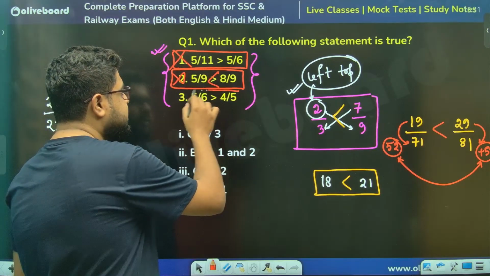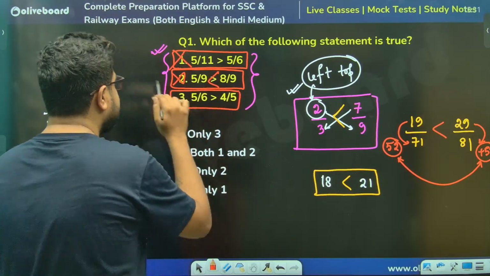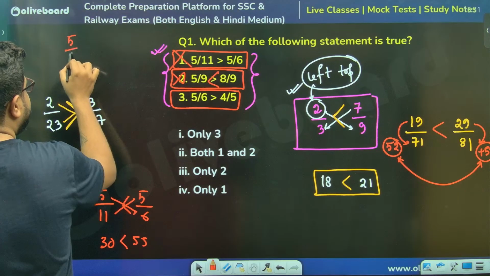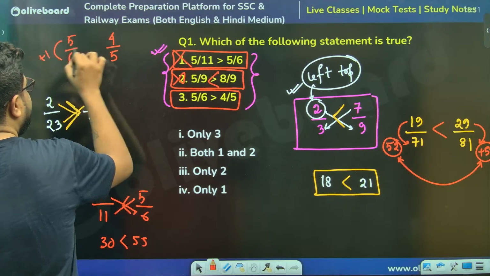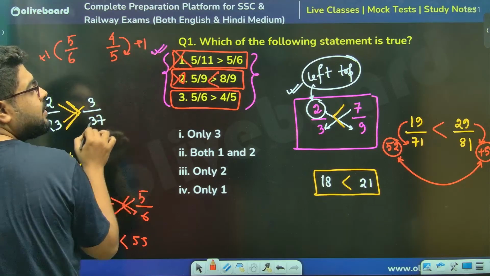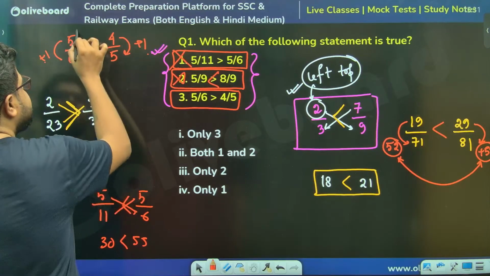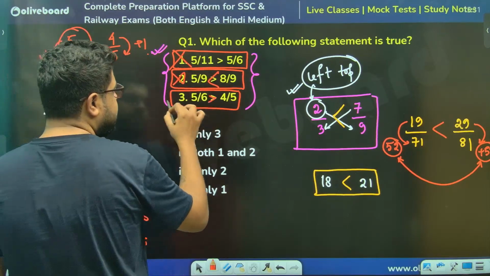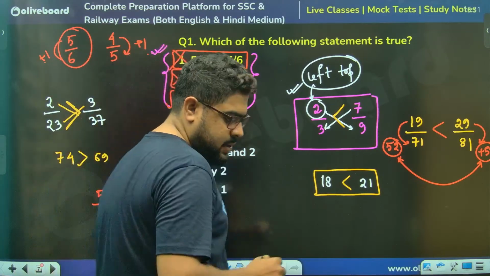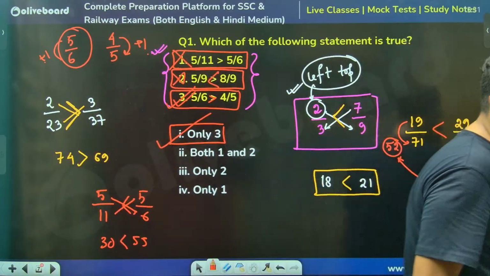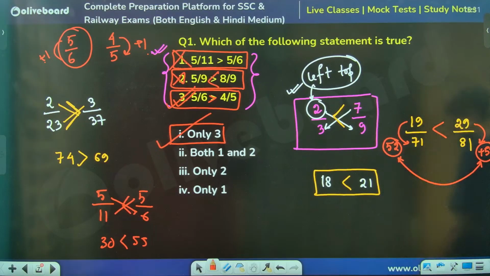Sir, you'll say this is a bit much. But sir, you see, these are all PYQs. The gap of 1, both are the same, higher numbers are here. This is greater, absolutely correct. So only 3, option number 1 is the correct answer.